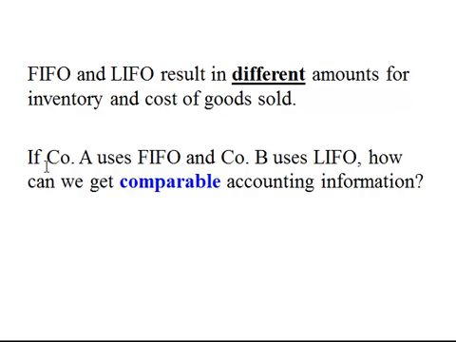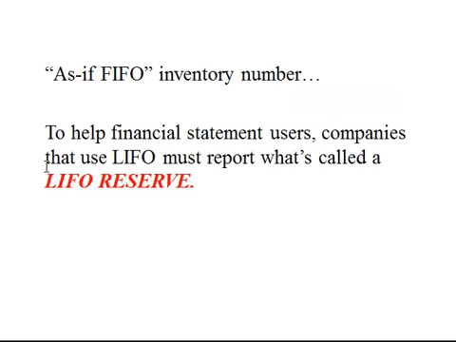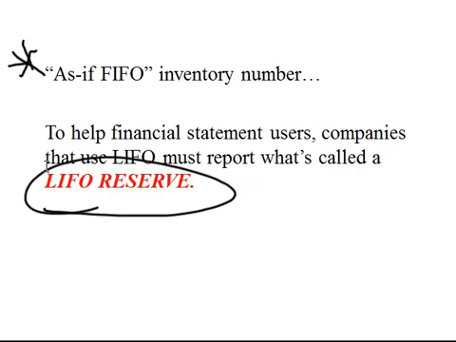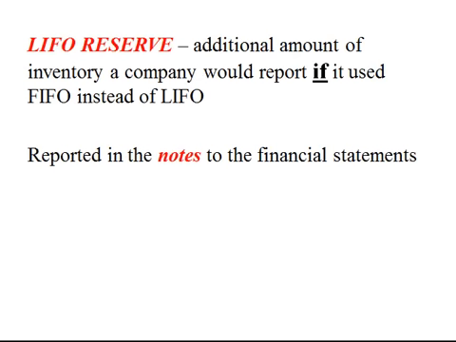Because FIFO and LIFO will result in differing amounts for inventory and cost of goods sold, we have a challenge to obtain comparable accounting information that would allow us to compare companies who use differing methods. Generally accepted accounting principles helps us address this problem by requiring companies who use LIFO to report an as-if FIFO inventory number. The way in which companies do that is by disclosing what is called the LIFO reserve. The LIFO reserve is the additional amount that a company would have reported if it used FIFO instead of LIFO, and it is reported in the notes to the financial statements.